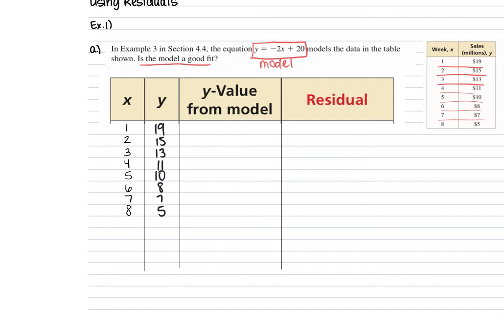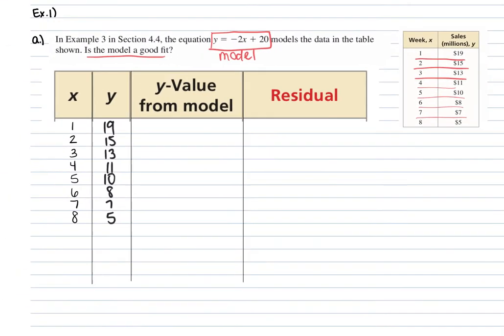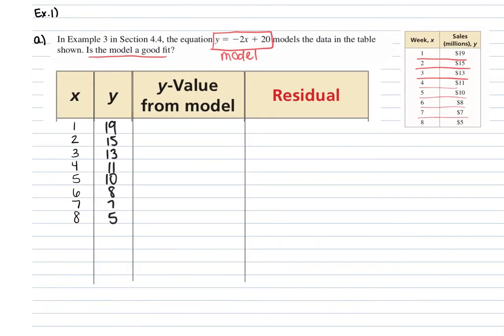Now, the y values from the model are going to be different. How would I get the y values from the model for that third column in my chart? Aurora? Very good. Just take all the x values, which are right here, and plug them in to your model, okay? So our model was y equals negative 2x plus 20, right? We're just going to plug in all of our x values.